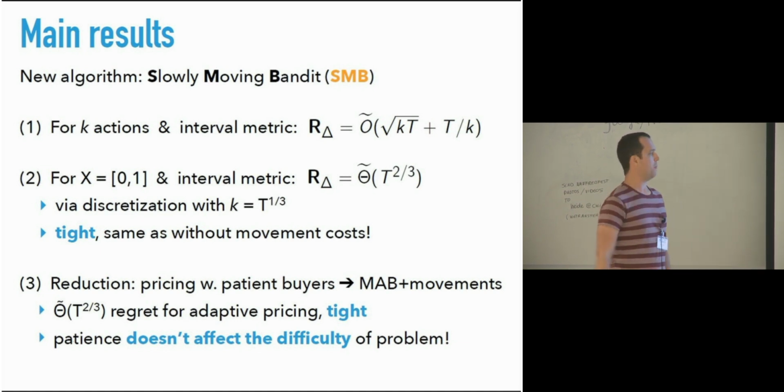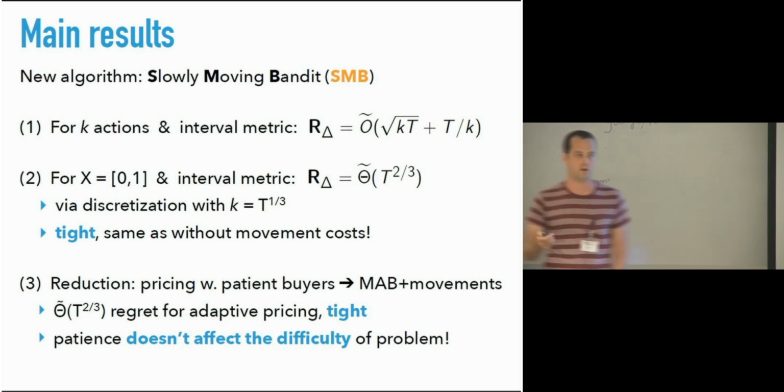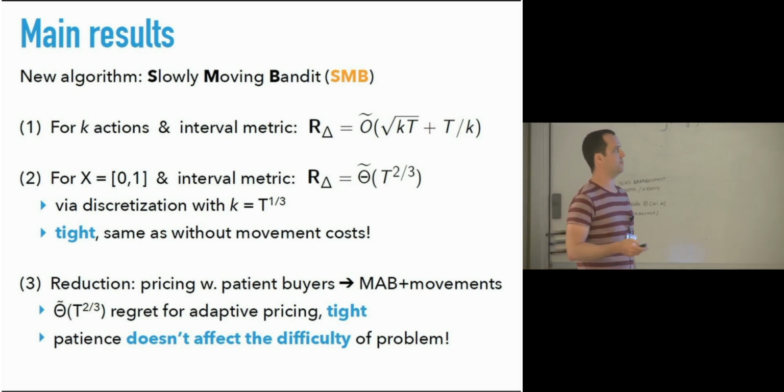And finally, we do a formal reduction, as I sketched before. We reduce the pricing problems to the multi-arm bandit with movement cost problem, and we get a tight t to the 2/3 regret, which again is tight even without patience for the buyers. It's tight, so the patience of the buyers doesn't affect the worst case complexity of the problem at all. Again, this is pretty much surprising.